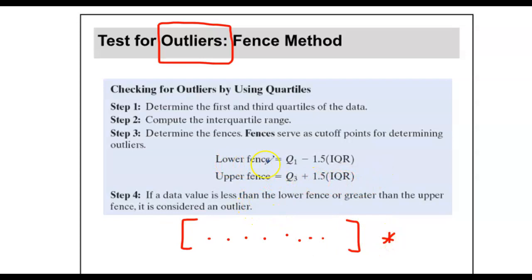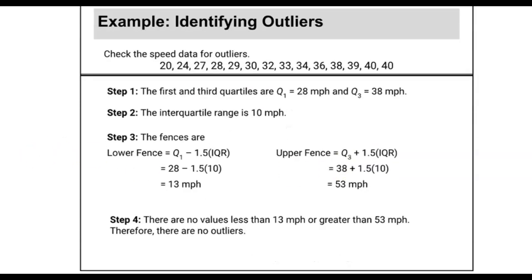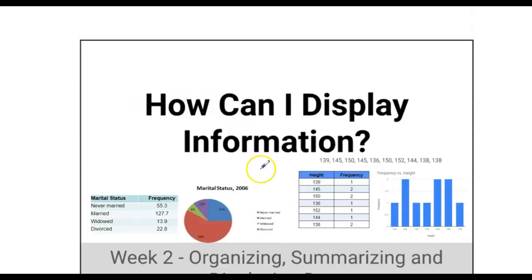How do we find the lower fence and the upper fence? Use the formula. Quartile 1, whatever that number is, minus 1.5 times IQR, whatever that number happens to be. Plug it in, chug it out. Here's an example which we'll do in class, and I don't want to do that right now with you, so that means we have reached the end of the lecture.